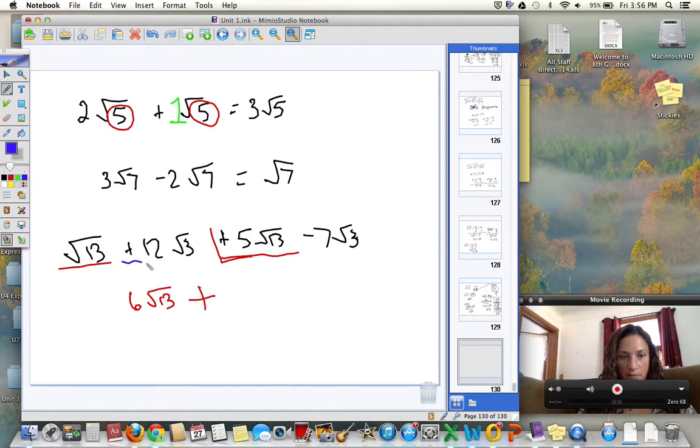Now I see here I have a positive 12 root 3 and I have a minus or a negative 7 root 3. So 12 minus 7 is 5, and I still have my root 3. And that would be my final answer.